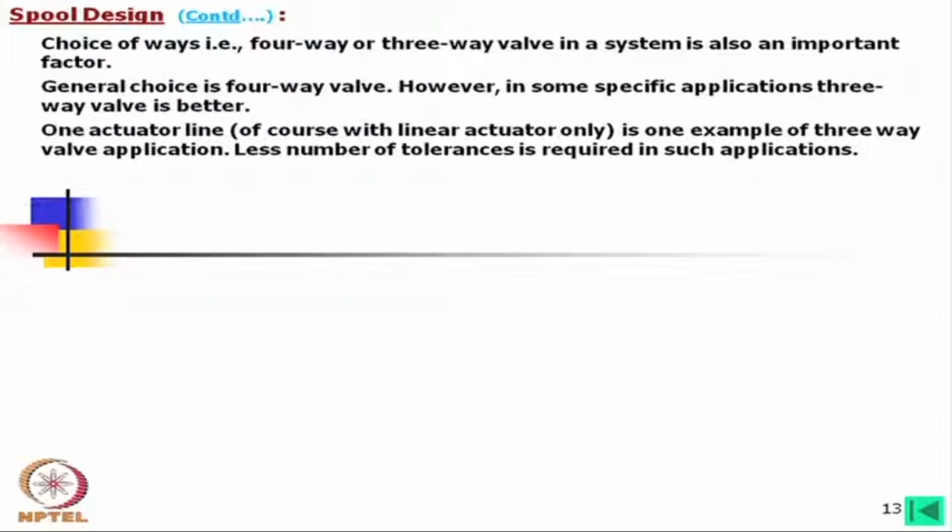One actuator line, of course, with linear actuator only, is one example of 3 way valve application. Less number of tolerance is required in such applications. With the linear actuator and with 3 way valve, the system becomes simple, compact and relatively controllable. So, where we are moving this actuator frequently in opposite directions, then 3 way valve is a good choice.